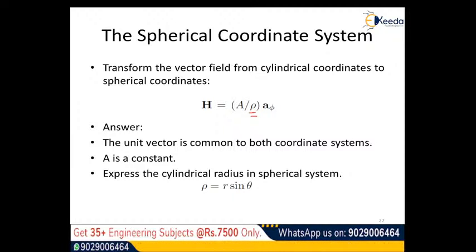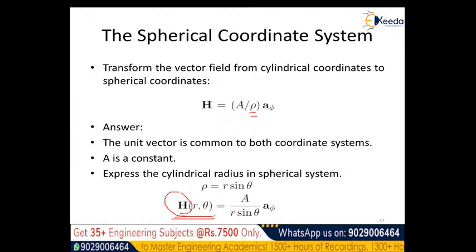So when we substitute rho is equal to r sine theta, the given vector field can be expressed in the spherical coordinate system. Within the parenthesis we represent r comma theta here. H is the same vector field. On the RHS we express everything in the spherical coordinate system: a constant divided by r sine theta, multiplied by the a phi unit vector. So this is the required answer for this particular problem statement.